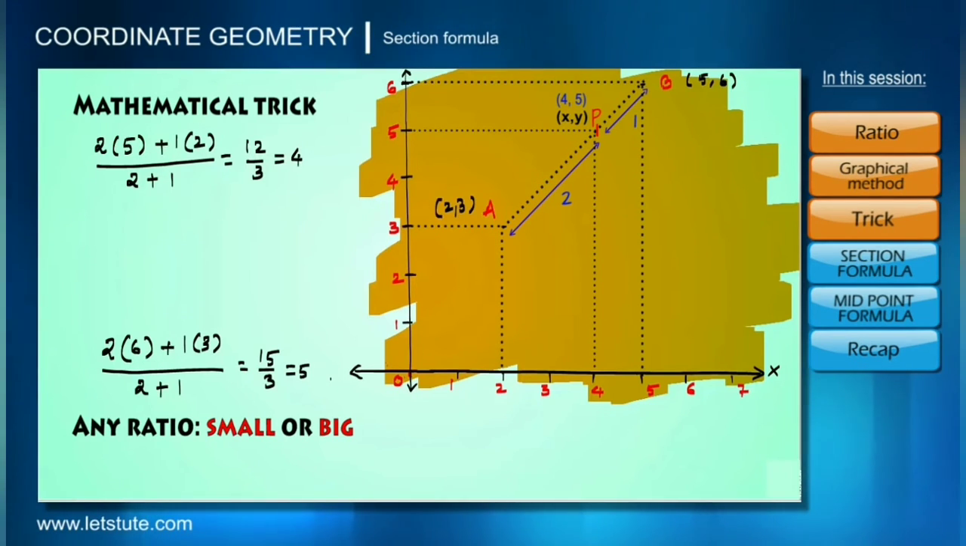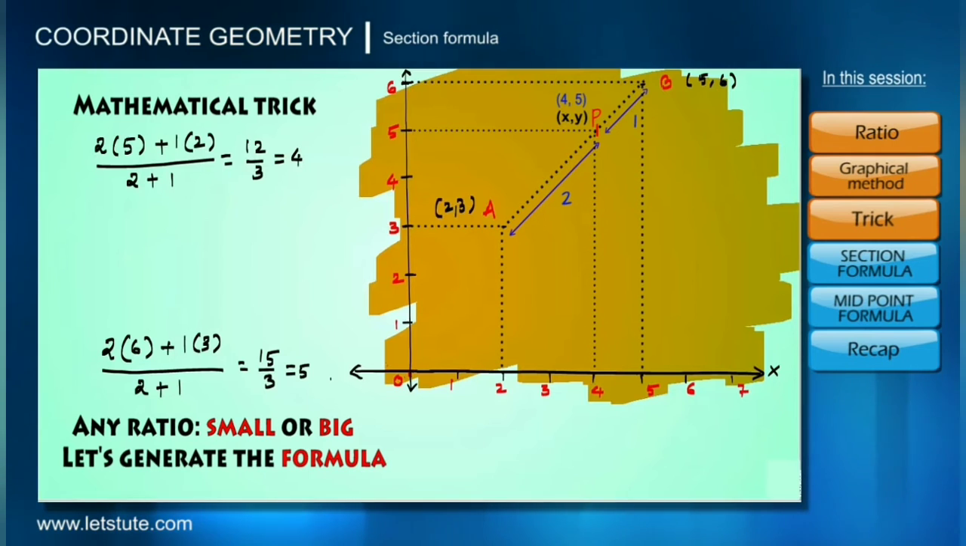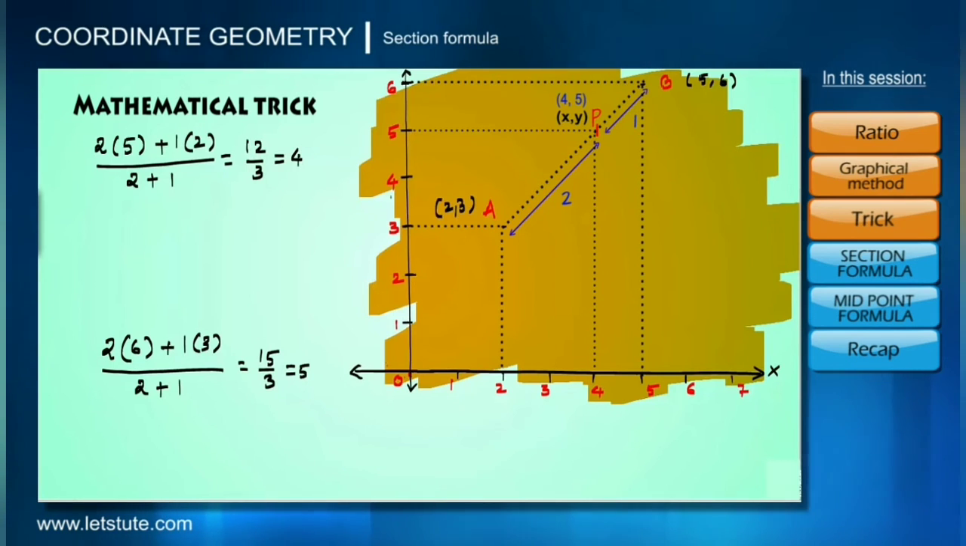So let's try to generate a general formula which will help us to find the coordinates of the point using any ratio. So for that, let's consider any coordinates for point A and B. Let's take A as (x1, y1), and let's take B as (x2, y2). And let's take the ratio as m is to n and follow the same trick.